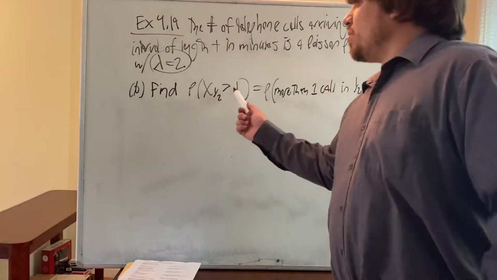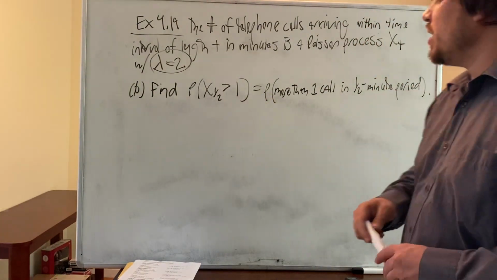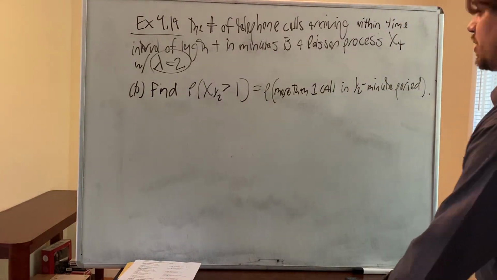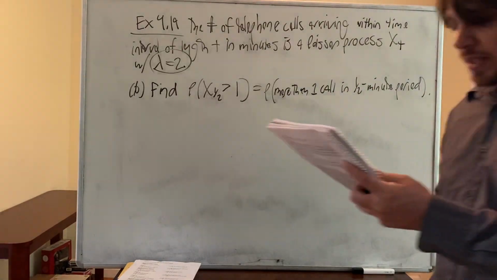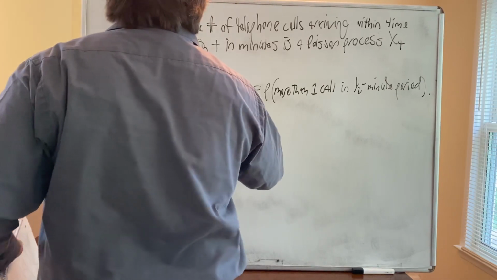So this is right. X, which is the number of telephone calls, is greater than 1. So you receive more than one telephone call, and this is the time interval length in a half-minute period. So that's what we want to find. Probably more than one phone call in a half-minute period. So P of x sub 1/2 is greater than 1.